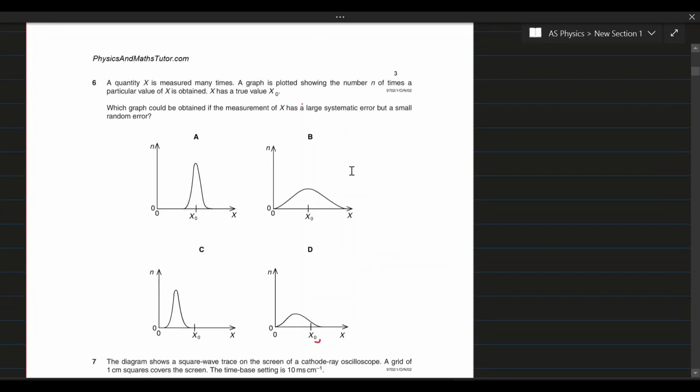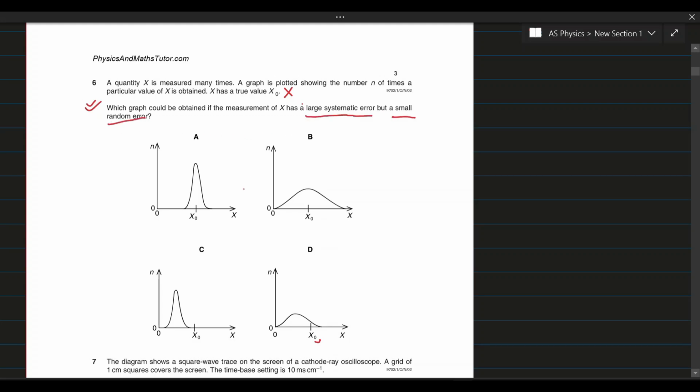Then let's continue with our next MCQ, which is quite interesting. Student measure graph of x. No need to go into the details, just let's read this one. Which graph could be obtained if the measurement of x has a large systematic error but a small random error?